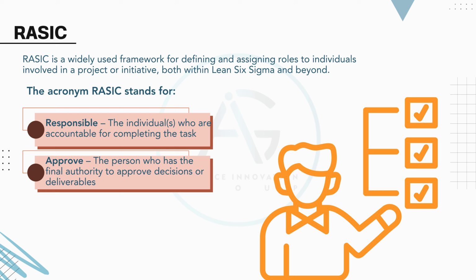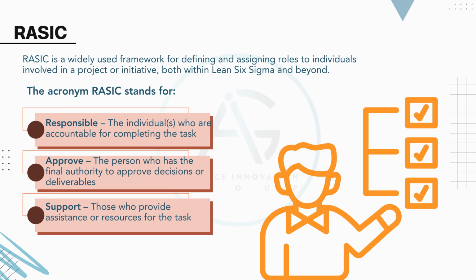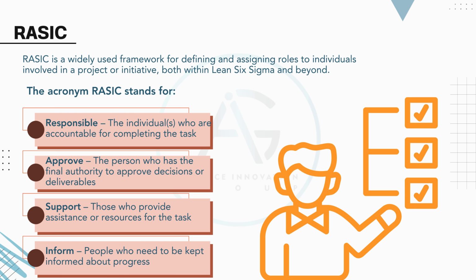Approve. This is the individual who has the final authority to approve outcomes, decisions, or deliverables. Support. These are the team members who assist with the task by providing resources, expertise, or hands-on help. Inform. These are stakeholders who don't take part directly, but must be kept updated on progress and outcomes.